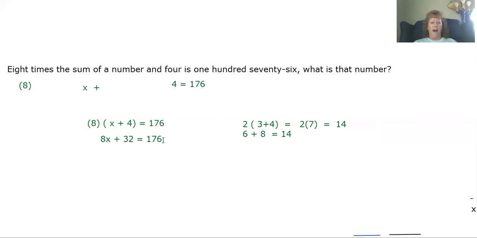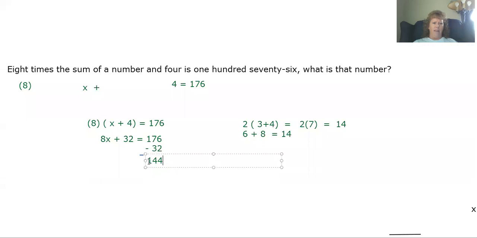So now let's start doing the opposite of the order of operations. The last thing in order of operations is add and subtract. So instead of adding 32, if we subtract 32 from both sides, it will cancel from this side of the problem, and 176 minus 32 is 144. So now we have 8x is equal to 144.